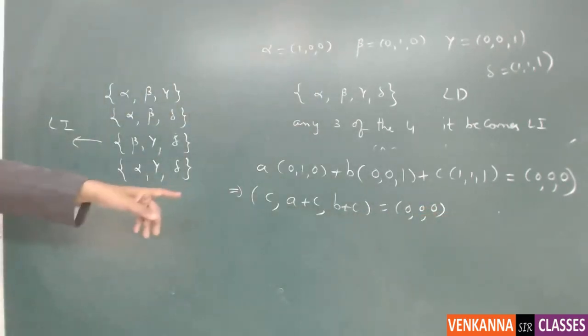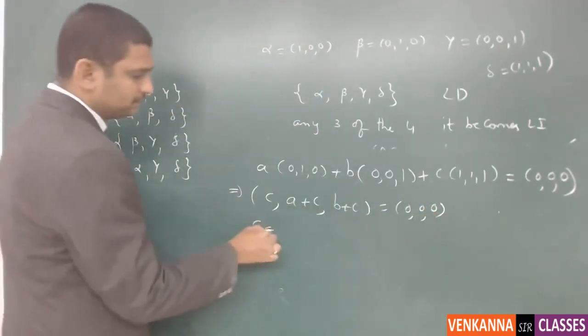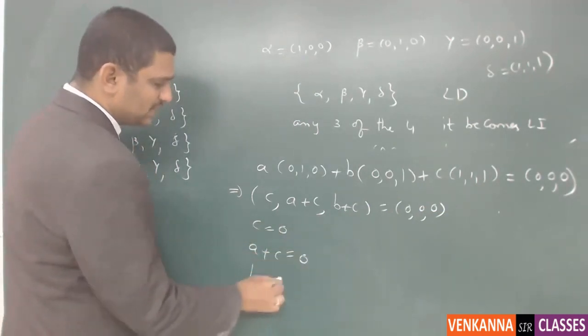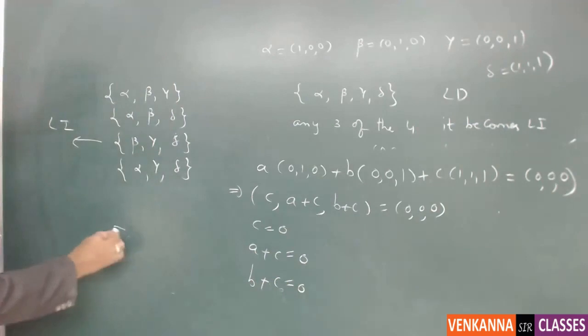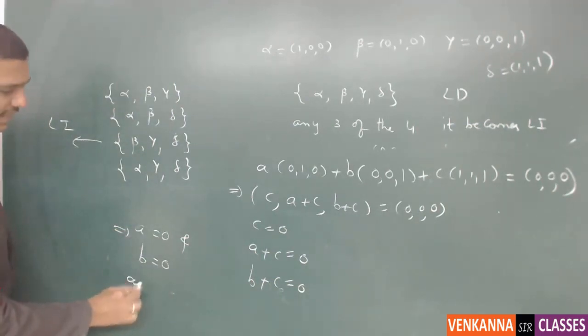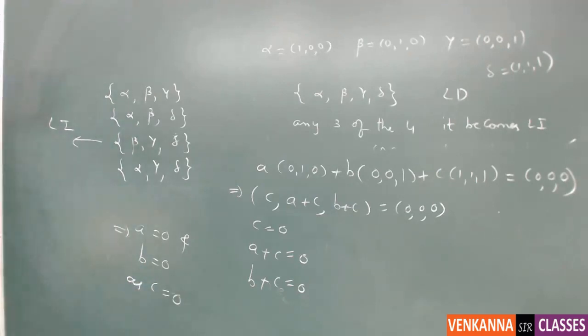Now from this, C is equal to 0, A plus C is equal to 0, B plus C is equal to 0. So obviously this gives that A is equal to 0 and B is equal to 0, as C is 0. Accepted? Therefore, all the scalars in that combination are 0. Therefore, it is LI. In a similar way, we prove it for the remaining three also. That's it. Fine.